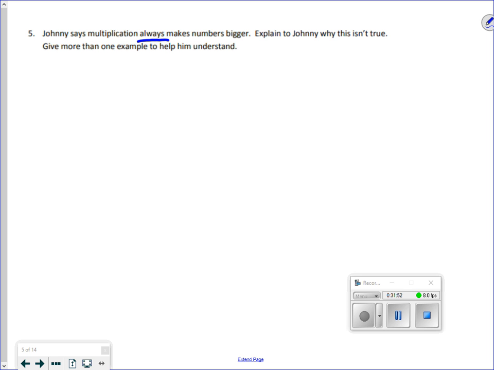But does multiplication always make numbers bigger? Why is this not true? You should be able to explain this to me. Give me one example why this is not true. Because if you do 1 times 1, that's 1. So what does that example mean? The 1 is not bigger than 1. So it is equal. So in this case, it was equal. It stayed the same. It didn't get bigger.